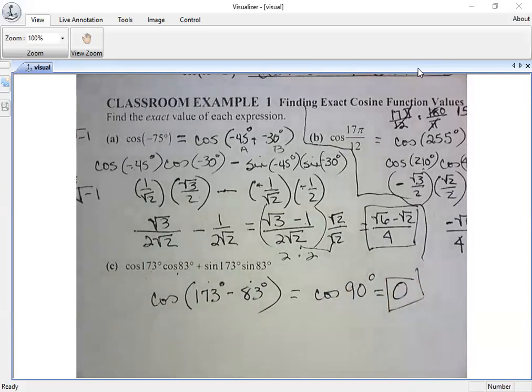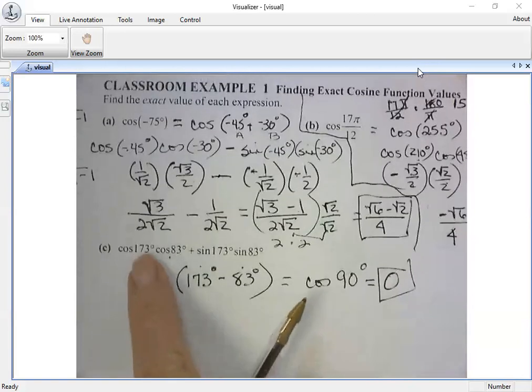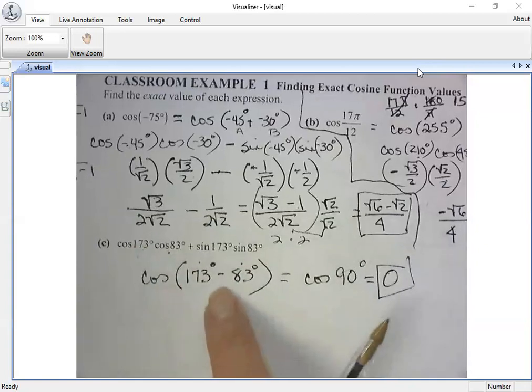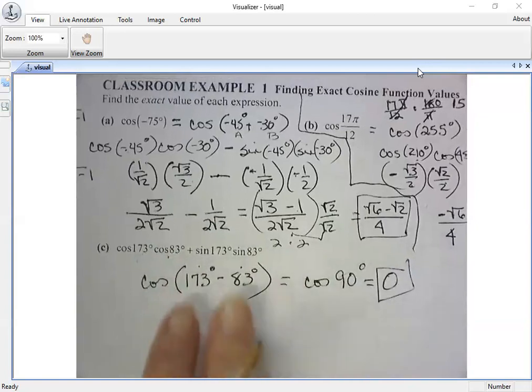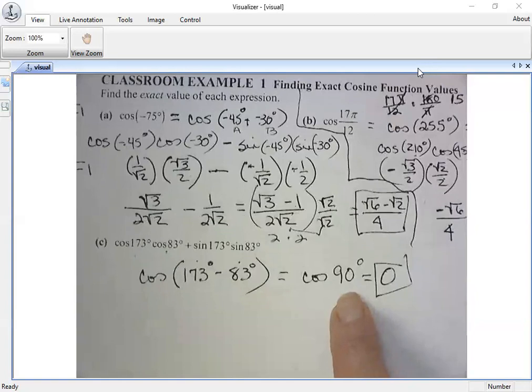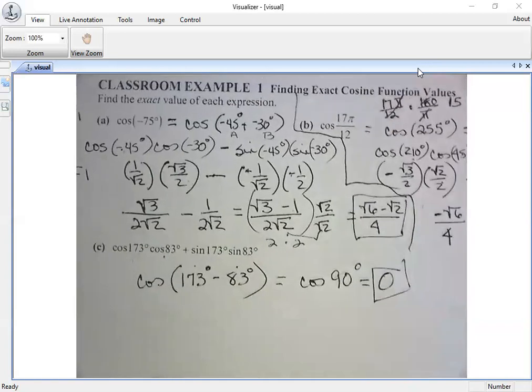So I wouldn't know what the cosine of 173 is exactly, or 83. But if I use this sum or difference property, I can get it back to something that when I actually do that subtraction, I know what the cosine of 90 is. Okay? So you can go either direction depending on the values you have. Ready to go to the next page?